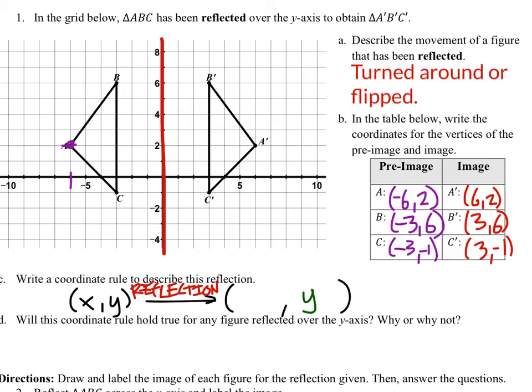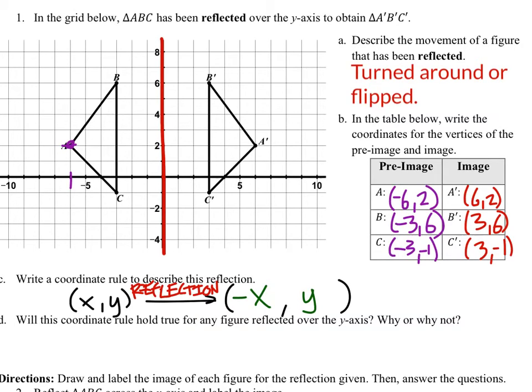But what about the x values? What do you notice about A? So we got -6, and then the image is 6. B, the pre-image is -3, the image is 3, and same with C and C prime. Well, all we did is we took the x value and we found its opposite.